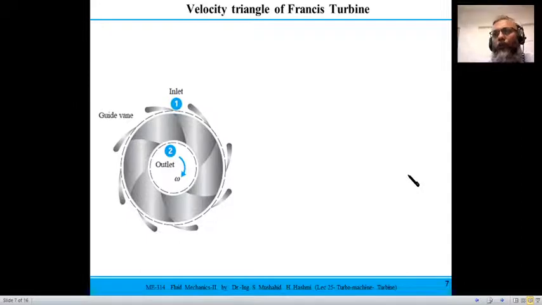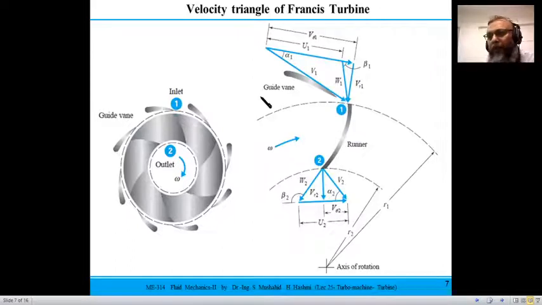If you see their velocity triangles more closely, this is the plan view of the runner, where this is a guide vane, and fluid enters through the guide vane, and then 1 is the cross section at the runner inlet, and 2 is the cross section where it is leaving the blade. So if the angular speed of the runner is omega, the velocity triangle at the guide vane would have this tangential velocity component u1, and alpha is the angle which the absolute velocity of the fluid makes with the tangent. Since the blade is moving in that direction, that would be the relative velocity, and the angle which the relative velocity makes with the tangent would be beta 1.